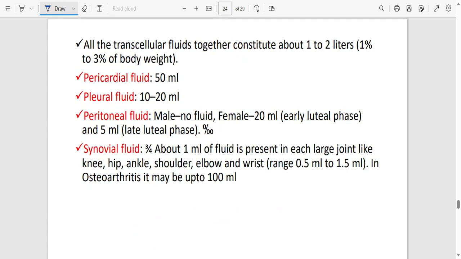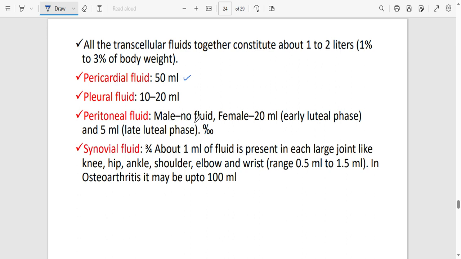Now, we need also to know that for the transcellular fluid, we said the transcellular fluid is the fluid which is found just in special cavities. For example, we have got the peritoneal fluid, pericardial fluid. This is the fluid found in the heart. It's just about 50 mils. We say it's very small. Pleural cavity in the lungs, peritoneal fluid.